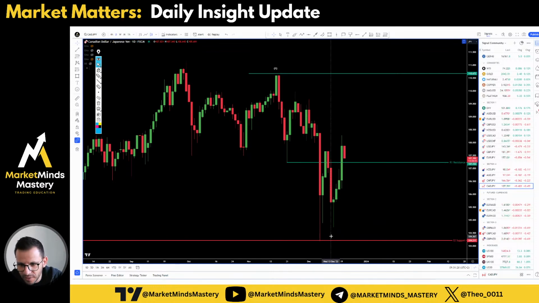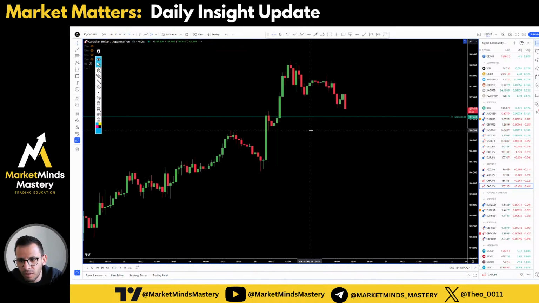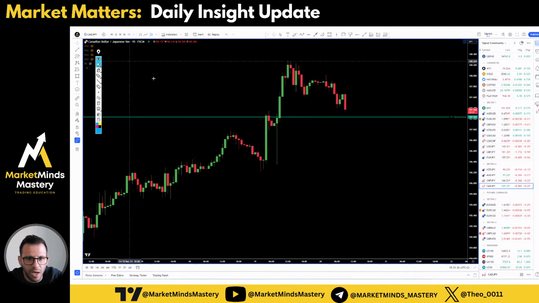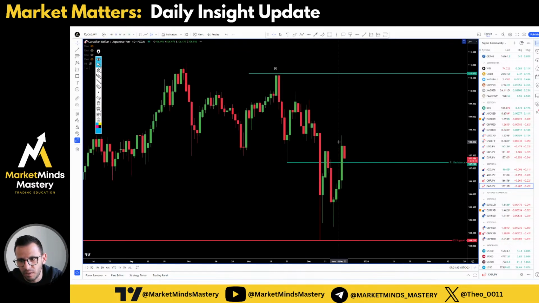Canadian dollar, Japanese yen, similar to the euro, but this can be traded only on the lower time frames. If you trade on the hourly chart, 5-minute, 15-minute chart, this can also be a good pair to watch if price keeps making lower highs and lower lows.